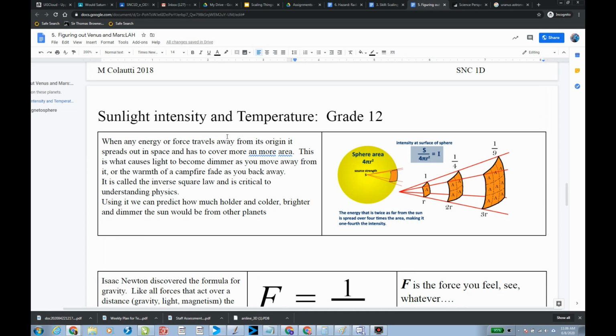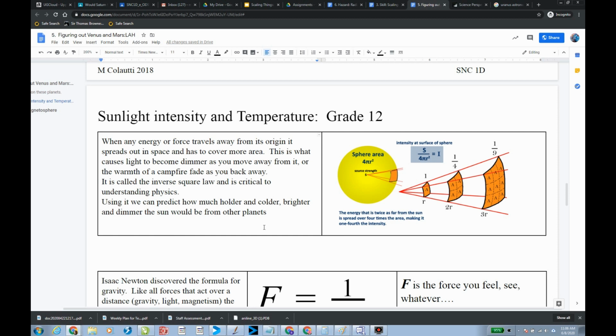When any energy or force travels away from its origin, it spreads out in space and has to cover more area, like this. This is what causes light to become dimmer as you move away from it, or the warmth of a campfire to fade as you back away. It is called the inverse square law and is critical to understanding physics.